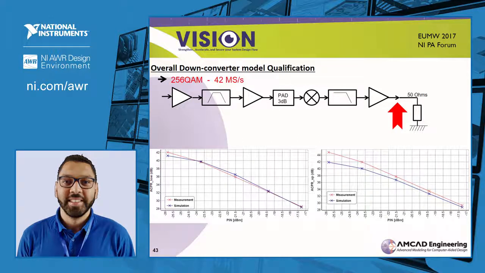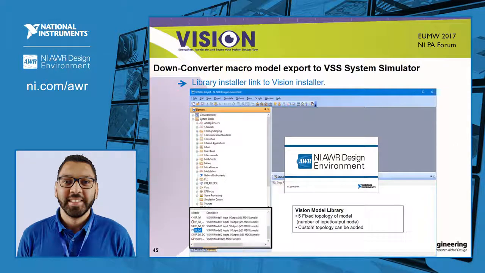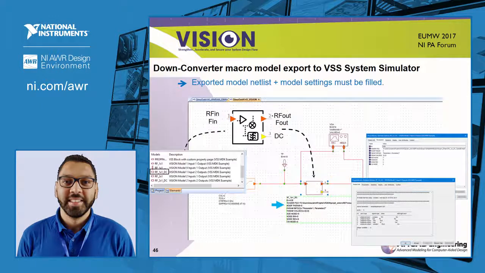And at this sample rate, the modeled system shows good prediction on the left and right ACPR. You can export your model to VSS. We have created a library in VSS that includes 5 fixed topologies. They are differentiated by the number of input and output ports.